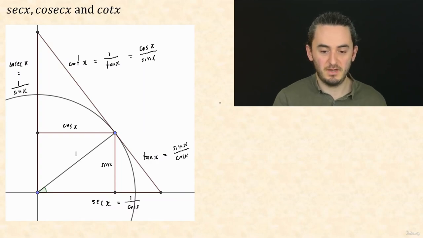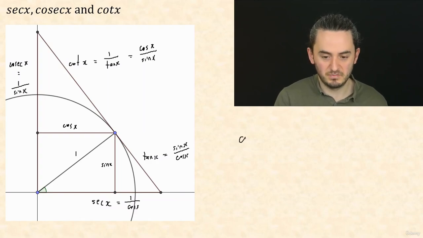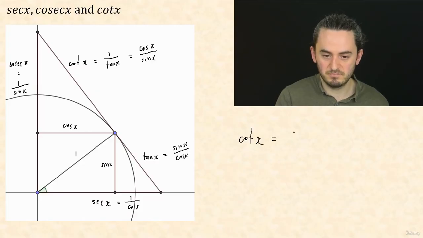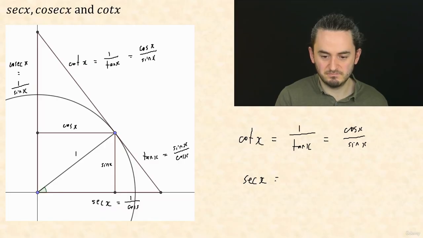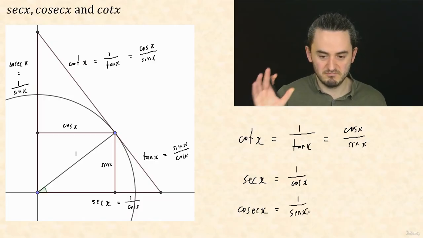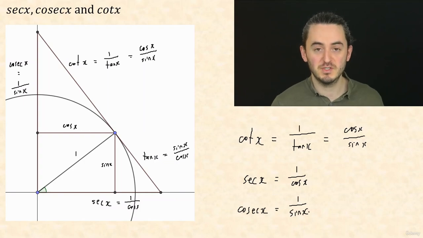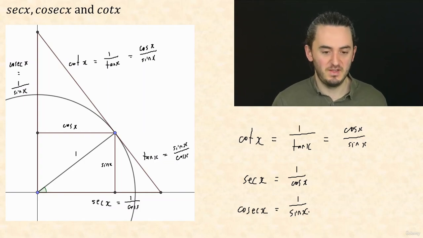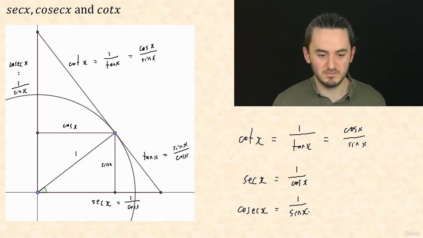So there we have it. Our 3 new trig functions are cot x, which is 1 over tan x, which is the same as cos x over sine x, sec x, which is 1 over cos x, and cosec x, which is 1 over sine x. Okay, there are your 3 new trig functions, so we now have 6 trig functions to work with, and pretty much for the rest of trig we're going to be using all 3 of those a lot.